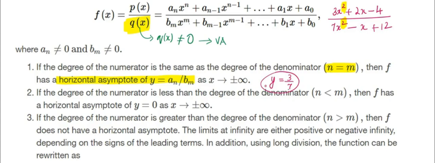Okay, so now we have all of this for condition 1. So I'm going to erase all of this. Now let's talk about condition 2. Here they're saying, what if the degree of the numerator is less than the degree of the denominator? Okay, let's make this 3. So the degree of the numerator, n, is less than m: 2 is less than 3.